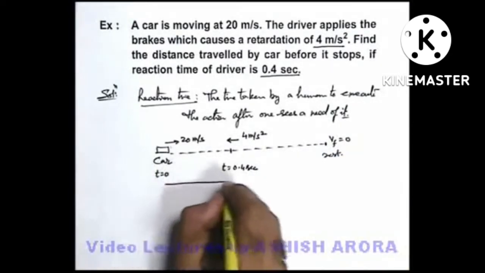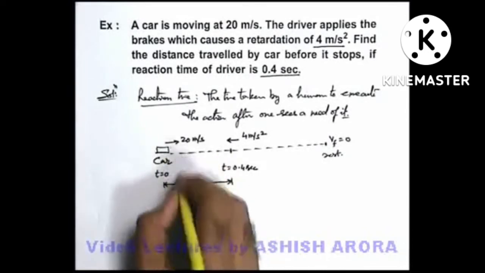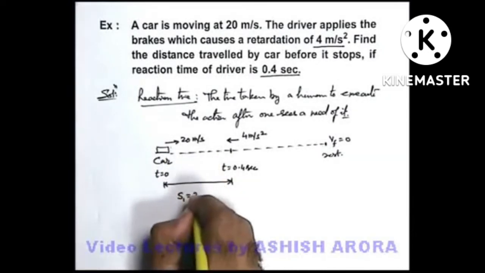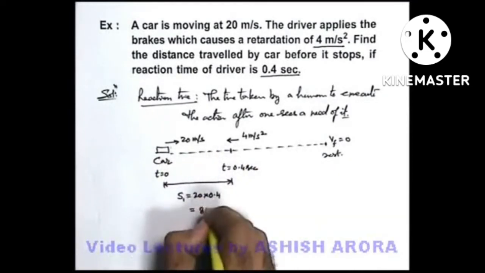In this situation, for the first part, when the driver's reaction time was going on, the distance traveled s1 can be written as velocity multiplied by time, as it was moving at a uniform speed. So it is simply 8 meters.